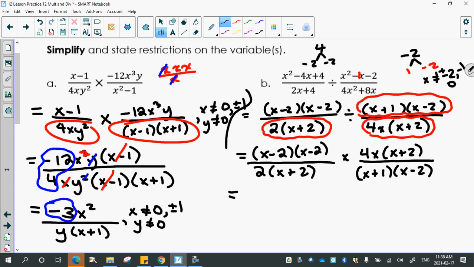So, what would be the first thing I would write on this next step?